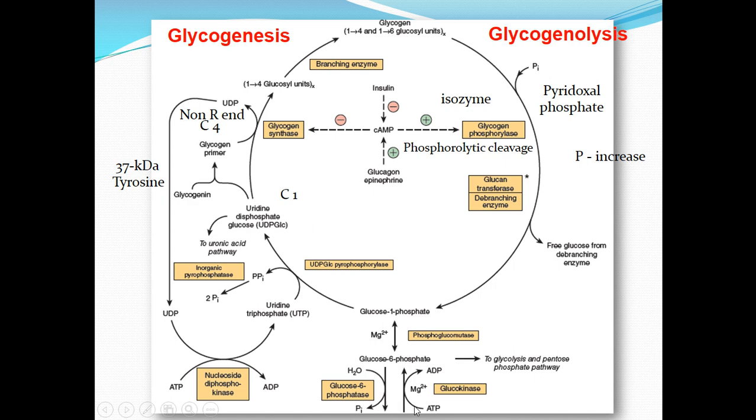Glucose is phosphorylated to glucose 6-phosphate, and this reaction is catalyzed by hexokinase in muscles and glucokinase in liver. As we are discussing the pathway of glycogen biosynthesis and breakdown in liver, hexokinase is not mentioned here.